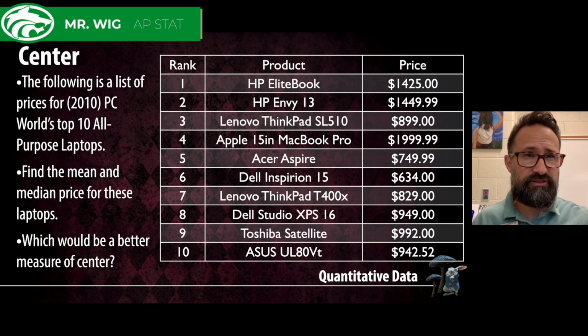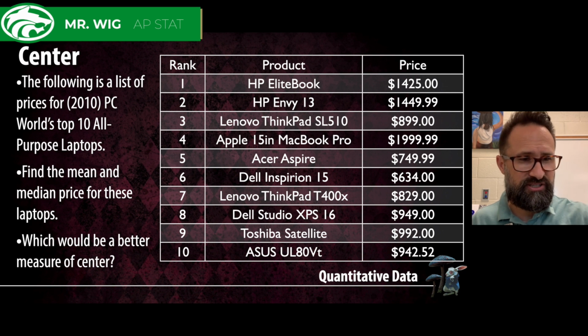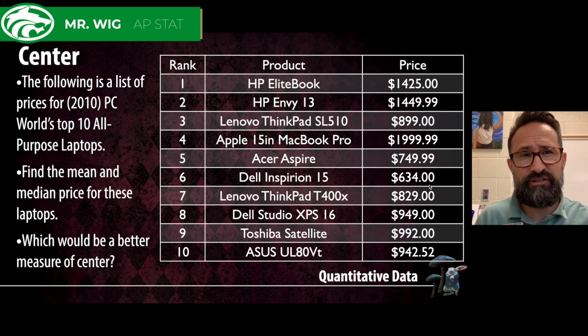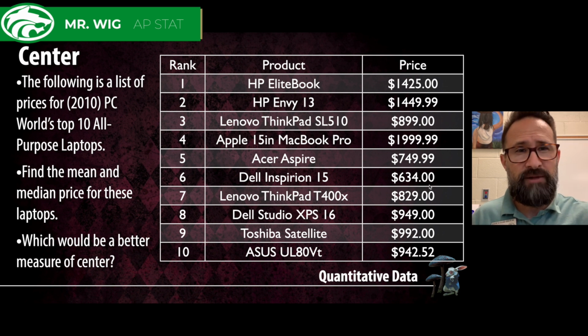Now, you can look at this without doing a whole lot of things, and you can see that the MacBook Pro here is $2,000, and that is significantly higher than most of the other ones. You've got a couple up here around 1,500, but then you've got quite a few under 1,000. So it looks like this graph is going to be definitely skewed to the higher values, or skewed to the right.